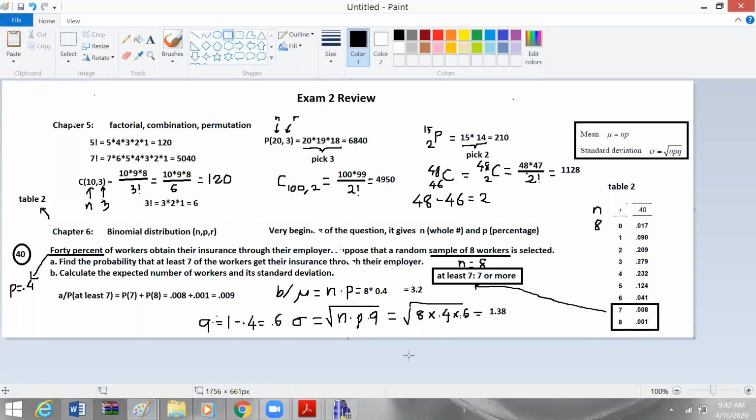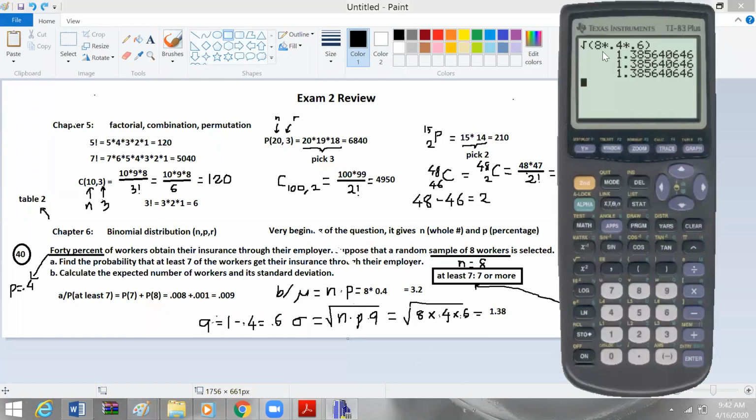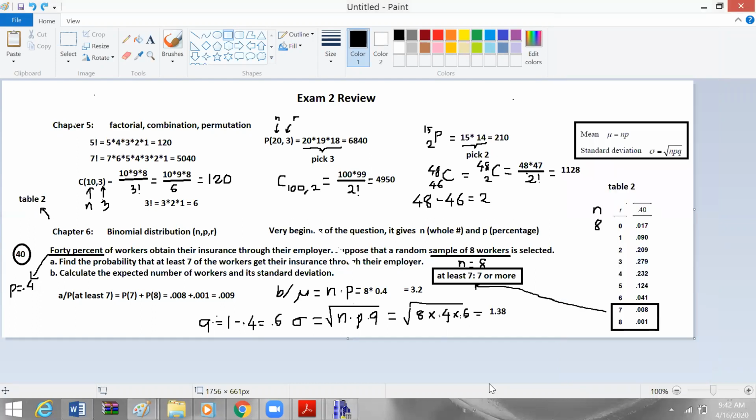And finally, we look for the standard deviation. What is the standard deviation? The standard deviation will be the radical of npq, right? So that'll be the radical of 8 times 0.4 times 0.6. Then we take the square root of that, and we get the answer, which is 1.38. Remember, we do the square root of 8 times 0.4 times 0.6. We close parentheses and get the answer 1.385.